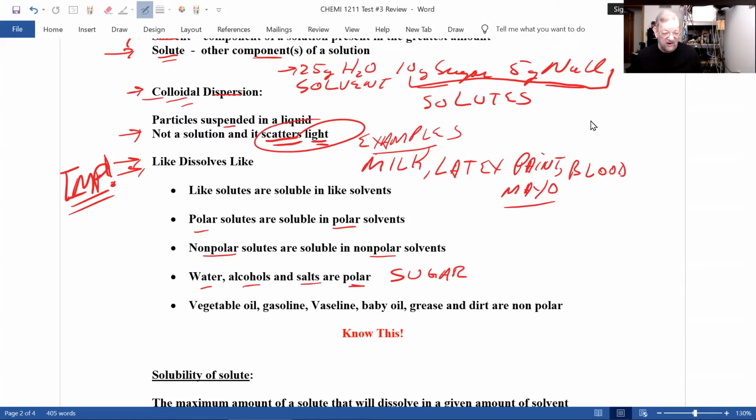And nonpolar things: Vaseline, vegetable oil, gasoline, baby oil, grease, and dirt are nonpolar. Oh, look, I was being subtle. And know this, we did a polarity problem. Is something soluble in water but not in gasoline polar or nonpolar? And the answer is it would be polar. Why? Like dissolves like, and water is polar. It's soluble in that. Gasoline is nonpolar. The unknown compound is not soluble in that.